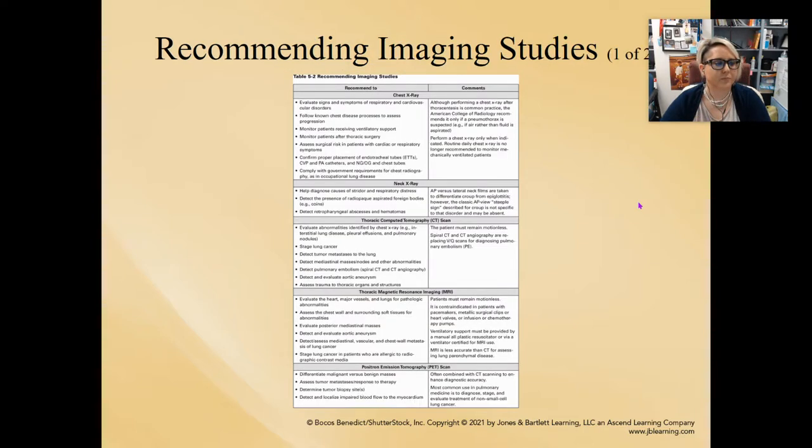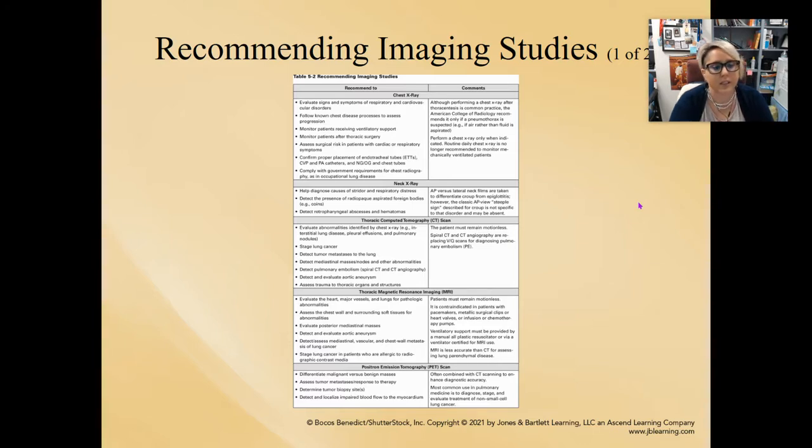And when we recommend imaging studies, we want to evaluate the signs and symptoms of respiratory and cardiovascular disorders. So follow known chest disease processes to assess progression, monitor patients receiving vent support, monitor patients after thoracic surgery, confirm proper placement of ET tubes.